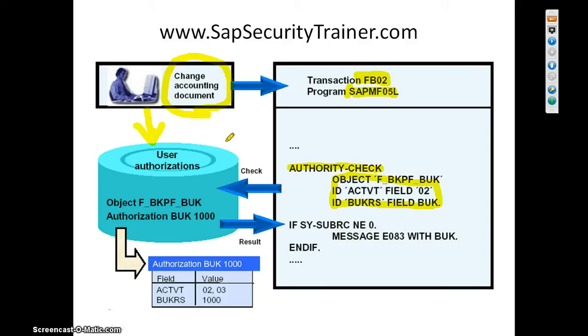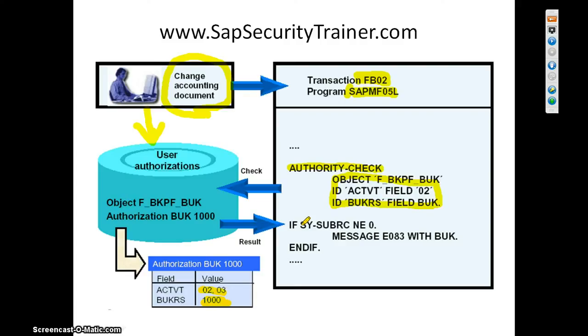In this case, when the user executes FB02, it's hitting an authority check statement where it's checking for F_BKPF_BUK and activity 2. In his user buffer, he has activity 2 and activity 3, so that should be okay. And he has company code 1000. Let's say this person is doing FB02 for company code 1000. It matches what is in his user buffer, so it will let him in and he should not have any problem.